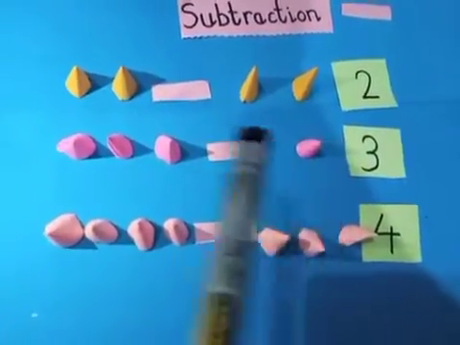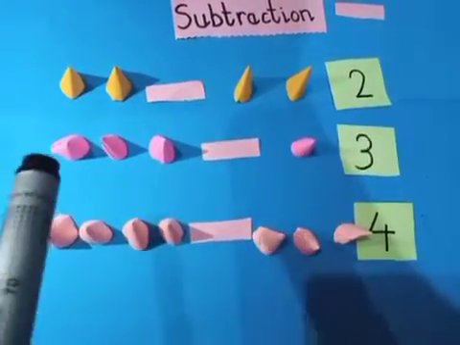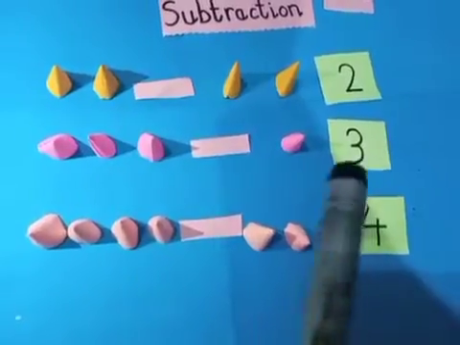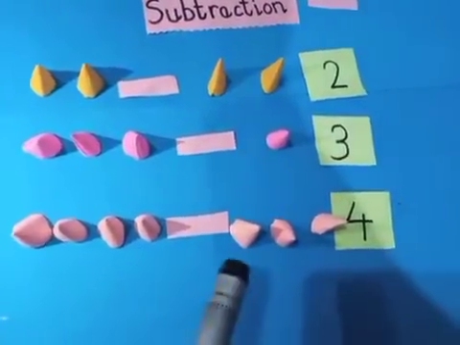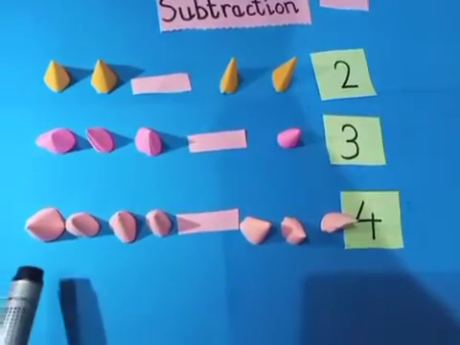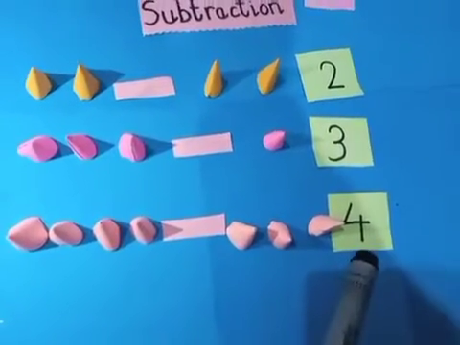I have 4 pink cones. If we subtract 1 pink cone, answer is 1, 2, 3. I have 7 peach cones. If we subtract 3 cones, how many cones are remaining? 1, 2, 3, 4. Answer is 4.